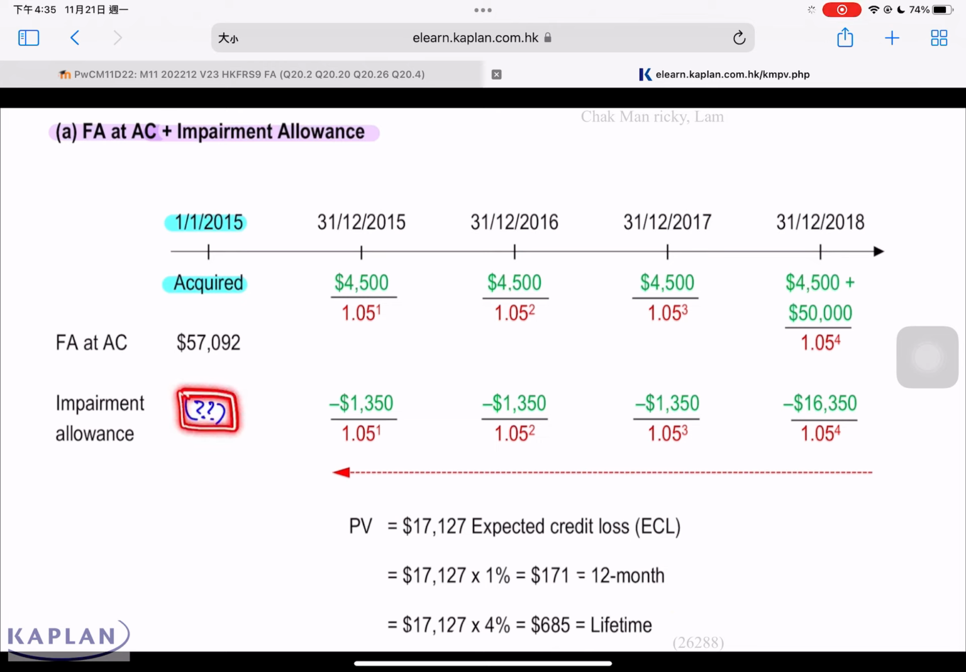To calculate this amount, do we use 171 or 685? In accordance with IFRS 9, at the date of purchase, use the 12 months expected credit losses, 171. The net amount appearing in the balance sheet equals 56921. This is the amount that you must account for at day 1.